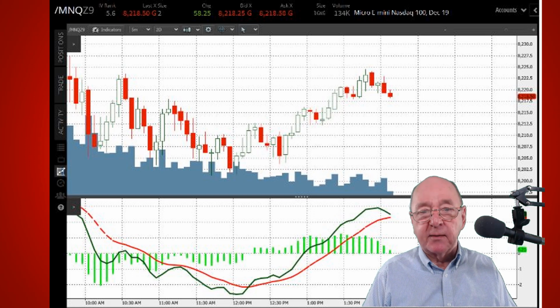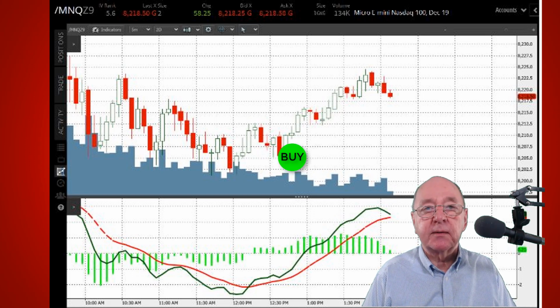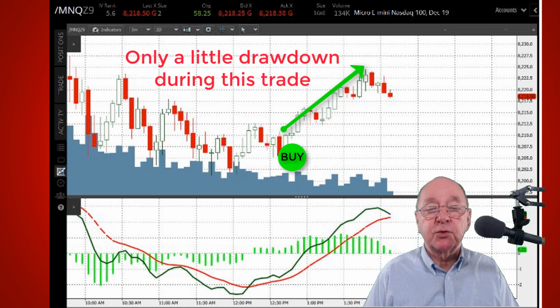It's called drawdown. The nice thing about this trade is when we put it on, the market kept its upward momentum for about an hour and a half, almost 2 hours, up until 2 o'clock. So we didn't really have much of a drawdown during this time. Obviously, drawdown is any negative balance, any losses you have during a trade when it's in negative territory.